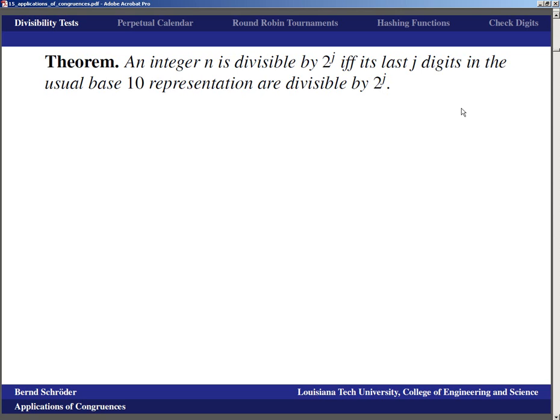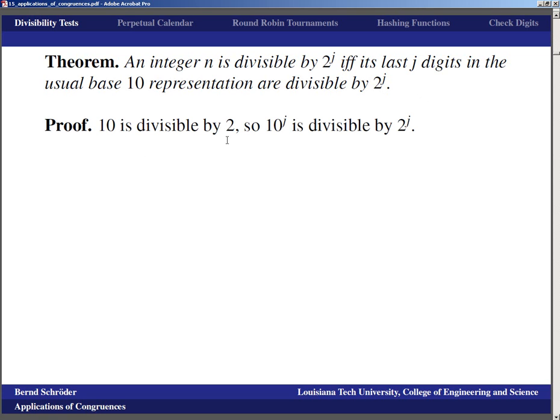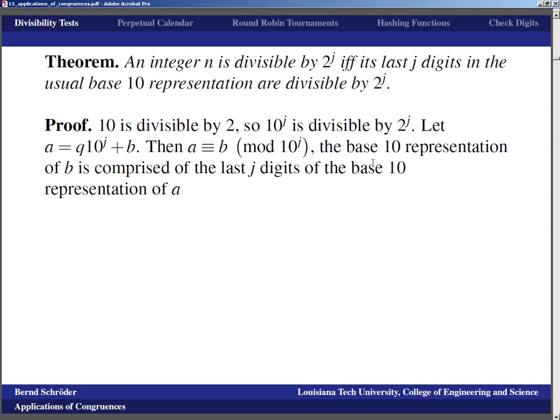Of course, by now divisibility by 2 should be so second nature to us that we shouldn't even have to worry about that, but that's basically what's behind the divisibility test. And the proof, well, let's see. We know that 10 is divisible by 2, and that means 10 to the j is divisible by 2 to the j. And so now if we let a be q times 10 to the j plus b, well, then a is equivalent to b modulo 10 to the j, right? And the base 10 representation of b is comprised of the last j digits of the base 10 representation of a. And of course, we also know that a can be written in this fashion because this is nothing else but the division algorithm.